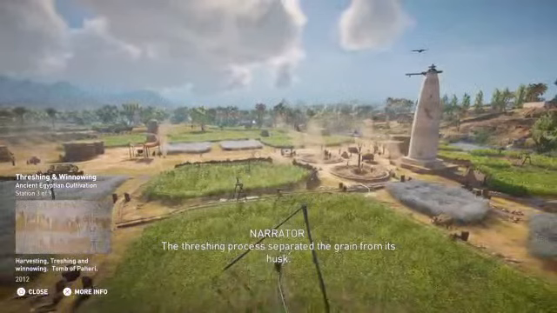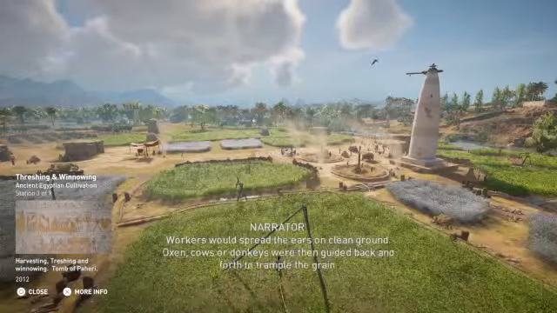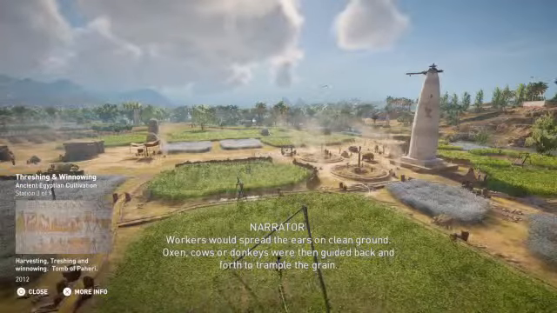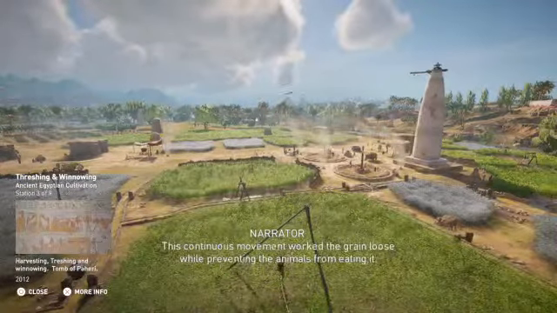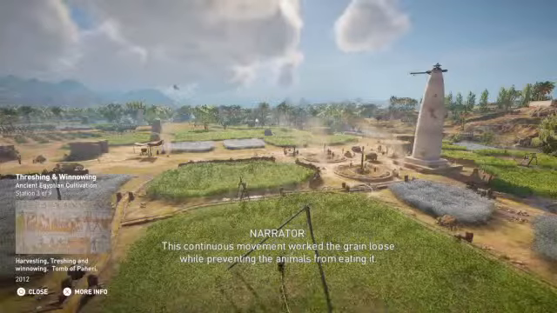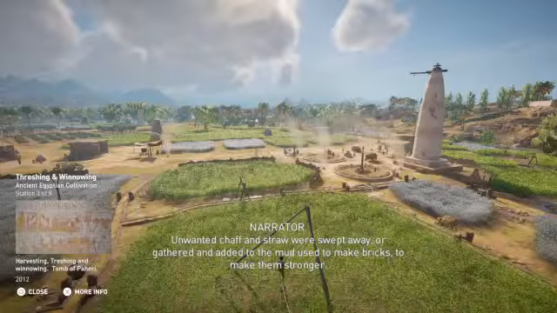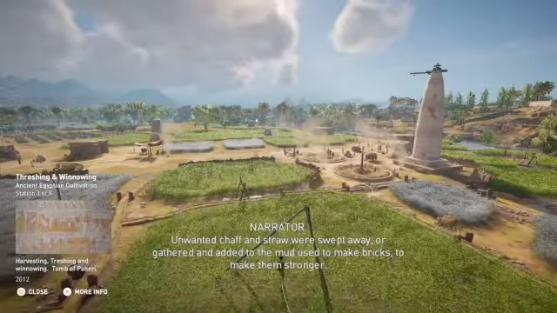The threshing process separated the grain from its husk. Workers would spread the ears on clean ground. Oxen, cows, or donkeys were then guided back and forth to trample the grain. This continuous movement worked the grain loose while preventing the animals from eating it. Unwanted chaff and straw were swept away, or gathered and added to the mud used to make bricks, to make them stronger.